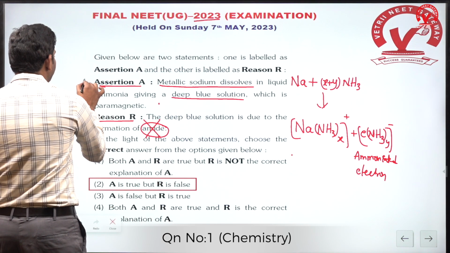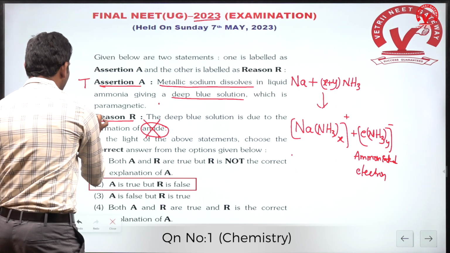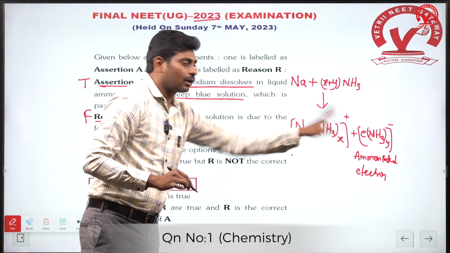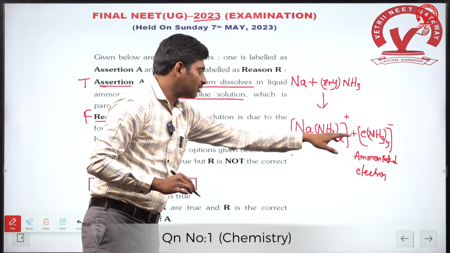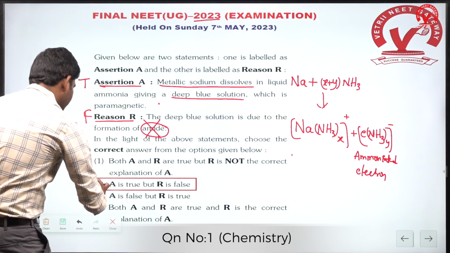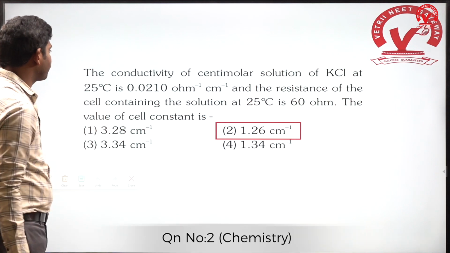So assertion is true and reason is incorrect. Reason is false. This color is because of the electron. In the solution electron is there, that is the reason. So amide formation is not correct. So assertion is true, reason is false. So we'll move to the next question.